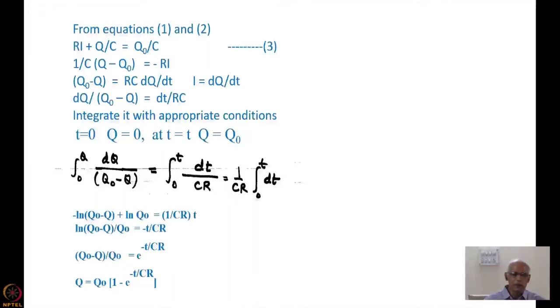Now this equation can be integrated with the appropriate limits. And what are the limits? At t equal to 0, there was no charge across the capacitor, so Q is equal to 0. But at time t, when the condenser is fully charged, Q is equal to Q naught. Now if you integrate the left hand side and right hand side with the limit of 0 to Q, you will see that you get an almost familiar equation.